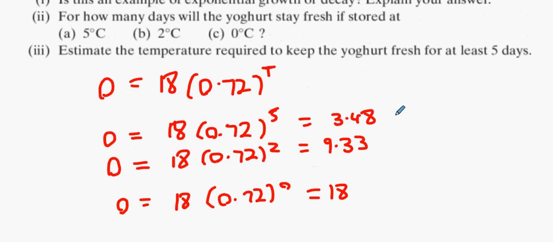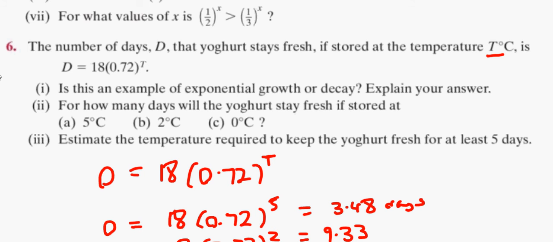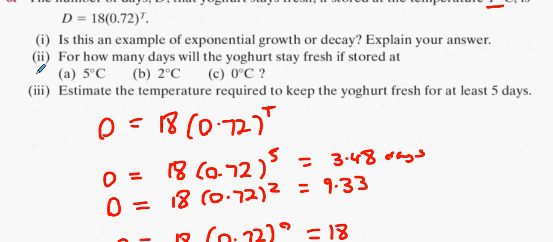Now, estimate the temperature. Is this an example of exponential growth or decay? Explain your answer. Which one is it? Decay. What's the reason? It's at its largest value for negative values of t. As t gets bigger, the number of days you can store it in the fridge becomes smaller. Does that make sense? It becomes smaller by 0.72 each time.